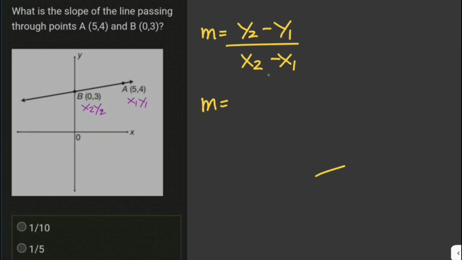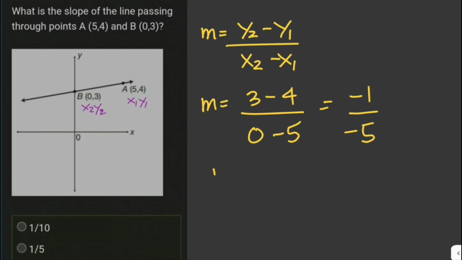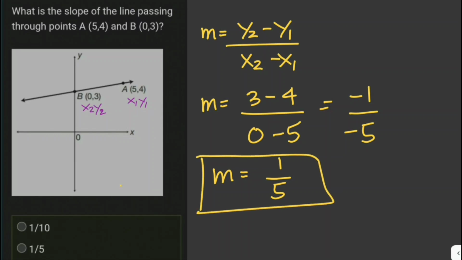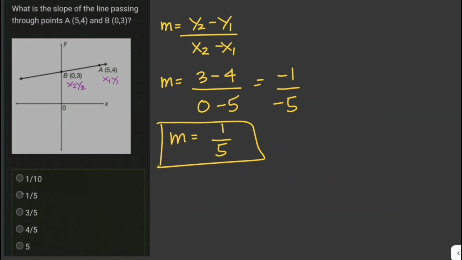So that would be 3 minus 4 over 0 minus 5. So this is just negative 1 over negative 5. Or the slope is just equal to 1 over 5, or 1/5. So the answer is this one.